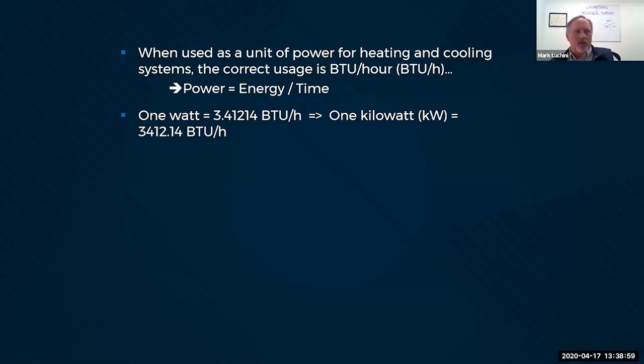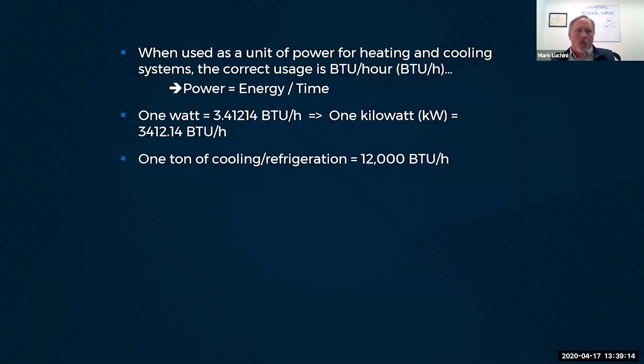If you want to talk about it in terms of electricity, 1 watt equals 3.4 BTUs per hour. So a 100-watt light bulb is 340 BTUH. When we get into talking about cooling equipment, almost exclusively we talk in terms of tons. How many tons is that piece of equipment?